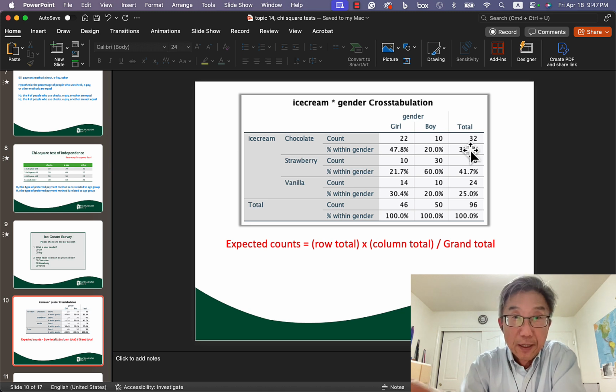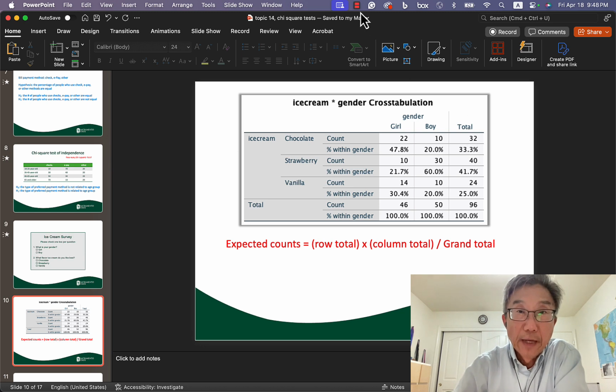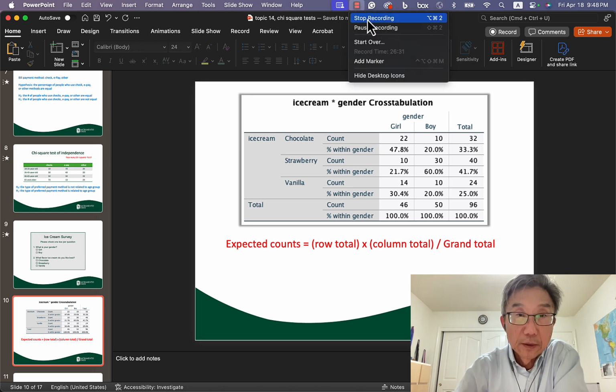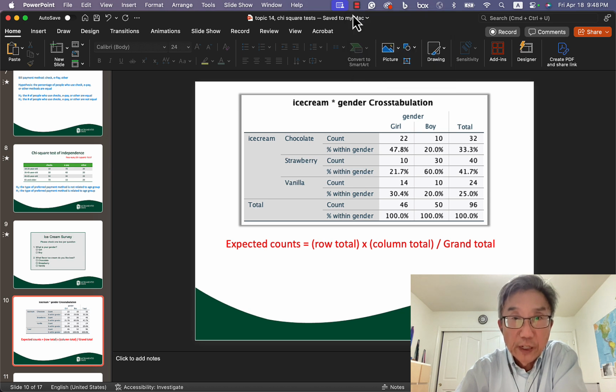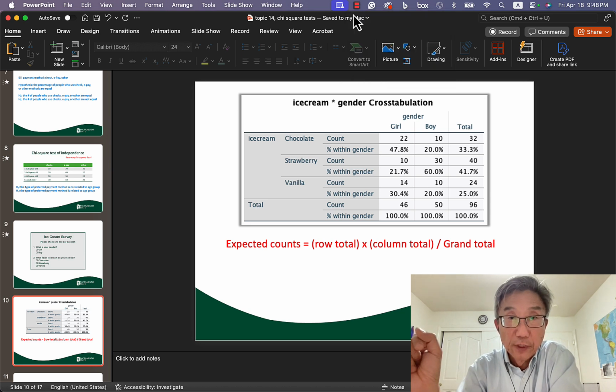So how do we calculate the chi-square? How do we interpret the results? How do we determine the degrees of freedom? And that's it. Okay, so this is the end of this first lecture on chi-square test. The second video is going to be about working on the examples for the activity worksheets.